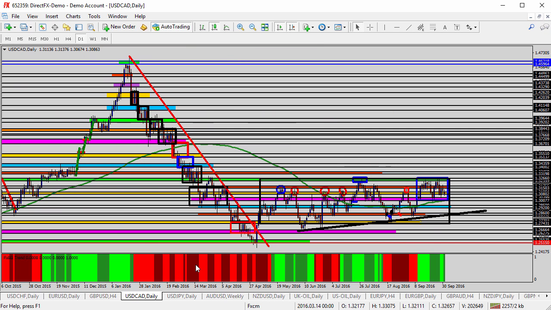Moving on to the USDCAD. Again, most of these U.S. currency pairs have been in congestion for a while now. We need some sort of catalyst to break them out. Here on the dollar CAD, no different.